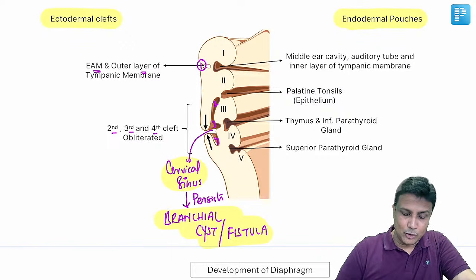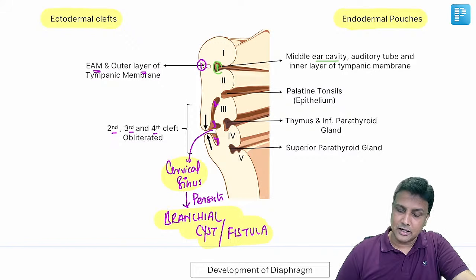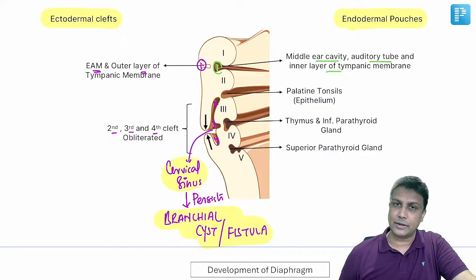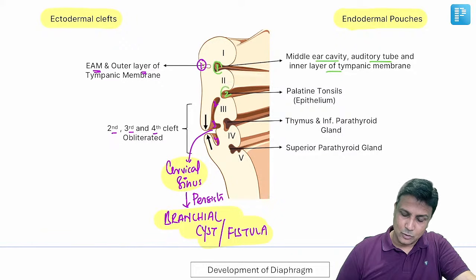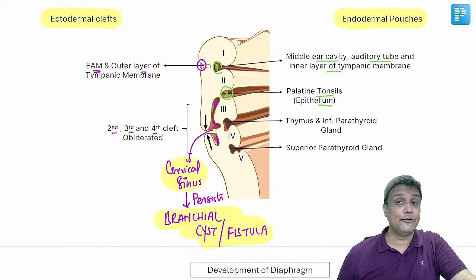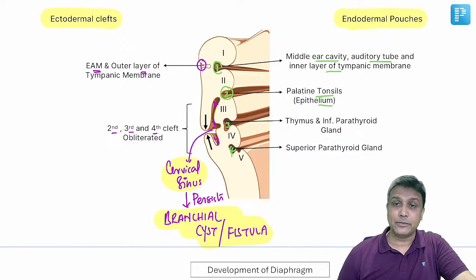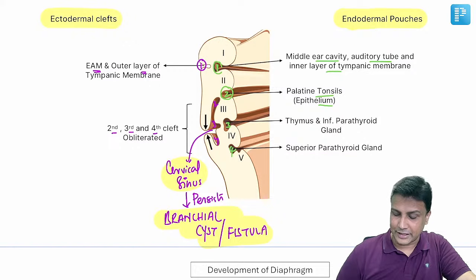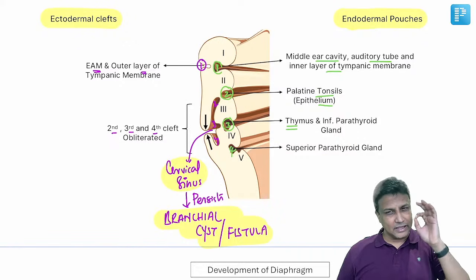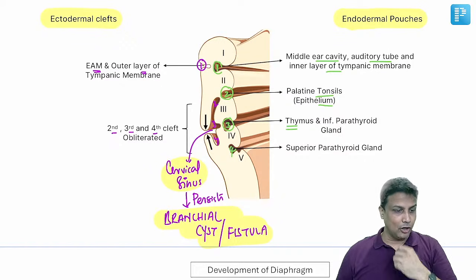Now, similarly, what about the endodermal pouches here? The first pouch is the one which is going to form the middle ear cavity along with the auditory tube, along with the inner layer of the tympanic membrane. The second pouch is going to form the epithelium of the palatine tonsil. The third and fourth pouches are going to form the parathyroid glands, superior and inferior. But remember, the third pouch, with the rhyming word, you remember as thymus. The third pouch is going to form the thymus along with the inferior parathyroid gland, whereas the fourth pouch is going to form the superior parathyroid gland.